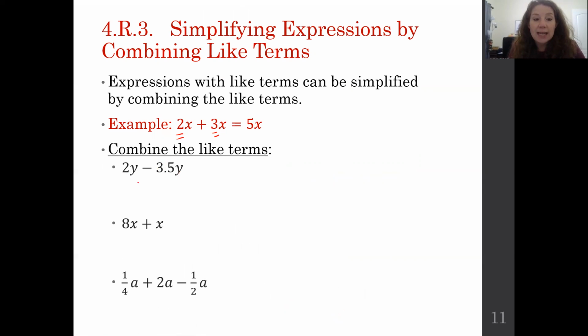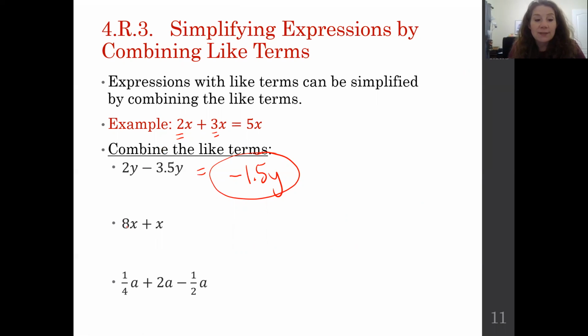All right, so on your practice paper, you have these examples. Since these are like terms, you are simply going to combine 2 minus 3.5. So 2 minus 3.5 is -1.5y. All right, that's the answer. If you're not sure, put it in your calculator. 2 minus 3.5 is -1.5.